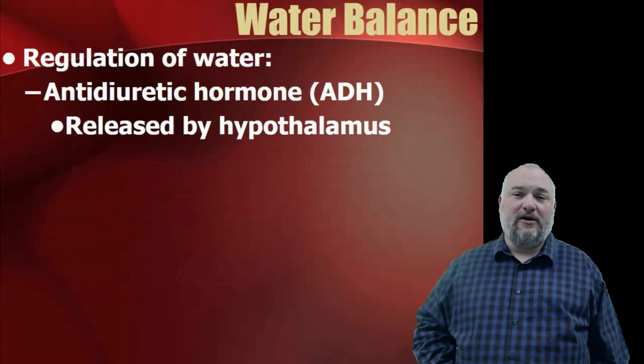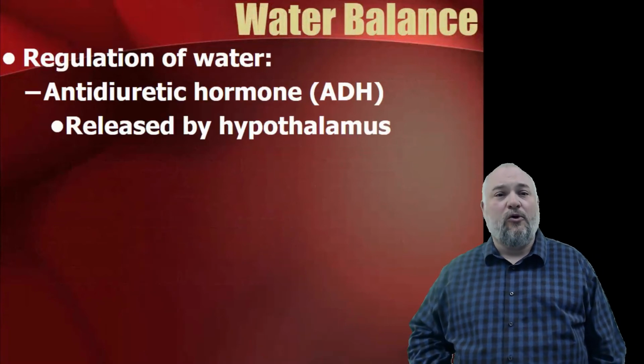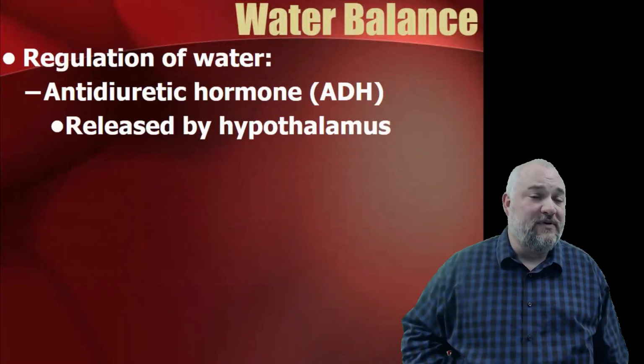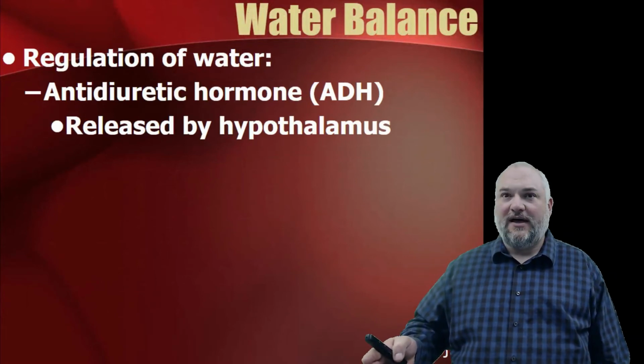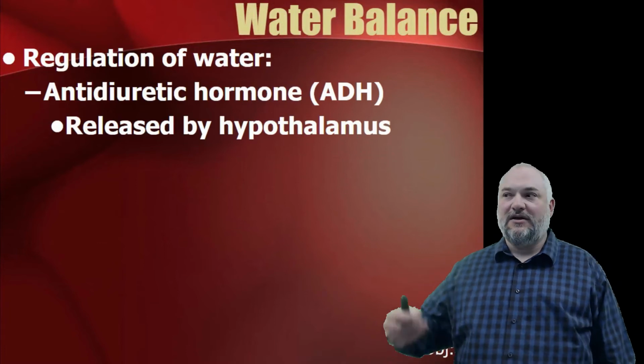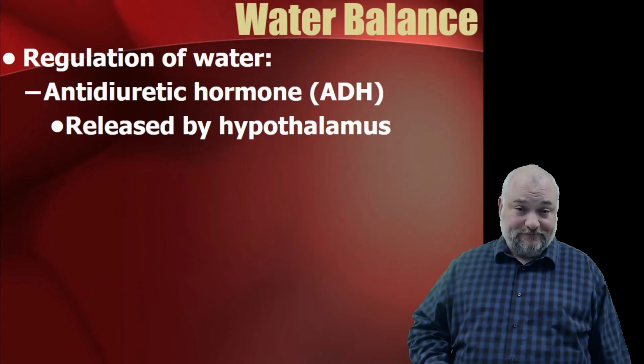So how do we regulate that water? We do it with something called antidiuretic hormone, ADH, which is produced by the hypothalamus. Antidiuretic. Now, diarrhea, you guys probably know from defecation, right? If you have diarrhea, that means you've got really watery poop coming out.